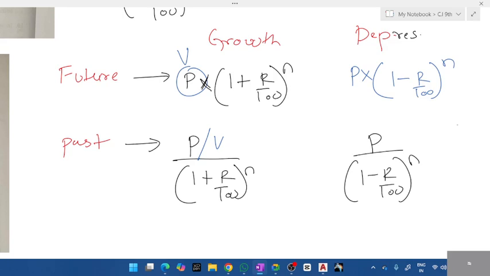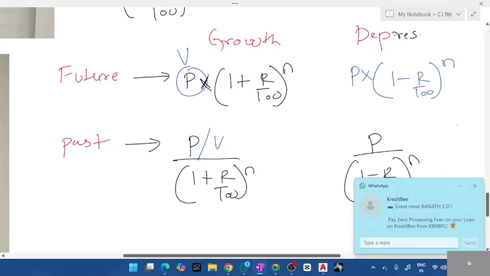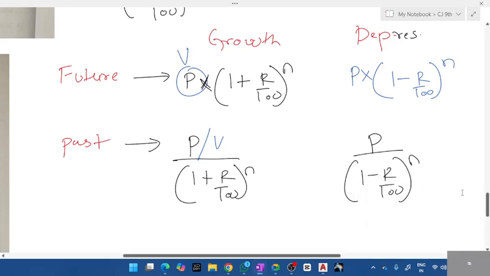Then you'll have half year calculation. For half year, you have to change the values of R and N: R divided by 2, N into 2. That's it. You'll have yearly calculation and half year calculation.